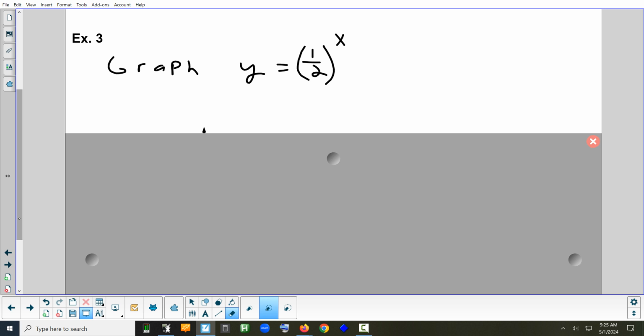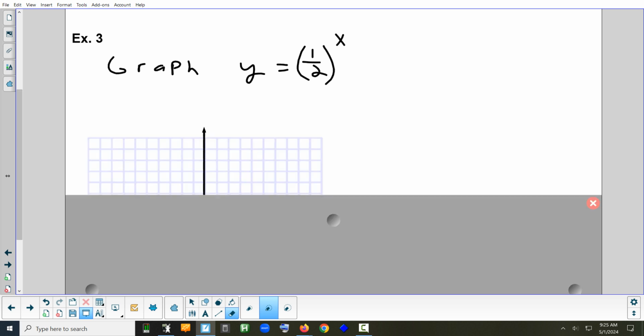Okay. So let's see if we can graph this one. All right, so you don't have it written down, so copy that first. y equals 1/2 to the x.